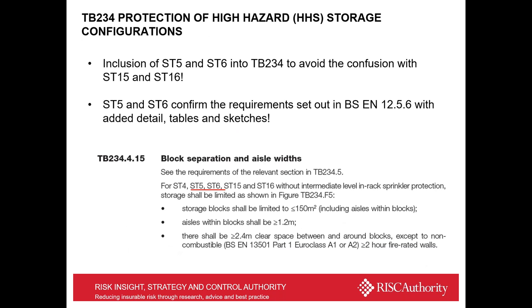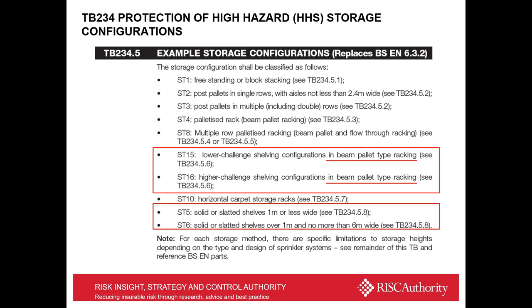We've also included ST5 and ST6 into TB234 to avoid the confusion between ST15 and ST16. I've had inquiries from contractors and the industry, what is the difference between the two? So it's now been included, and a couple more slides in a bit will give you hopefully a little bit more information. So ST15, wording's just been changed in terms of example storage configuration. So it's lower challenge shelving in beam pallet type racking, and ST16 is the same. ST5 is just solid or slatted shelves, 1 meter or less wide, or 1 meter and no more than 6 meters, which is covered in EN 12845. So we've added it in at the end of TB234.